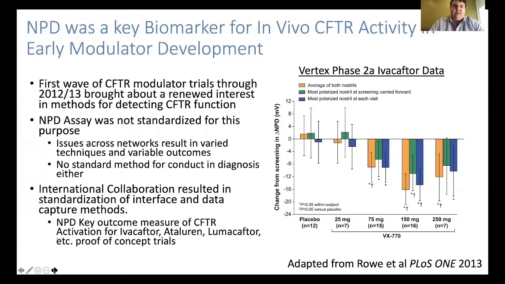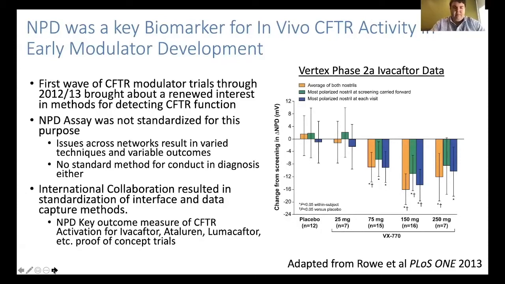Nasal potential difference has also been a key biomarker, especially in the early modulator development period throughout the first wave of CFTR trials in the early 2010s. At that time, the NPD assay was not standardized for this purpose. And so our group at the Center for CFTR Detection has been on a multi-year plan to improve the standardization of this technique, much like it's been done with sweat for decades before that.